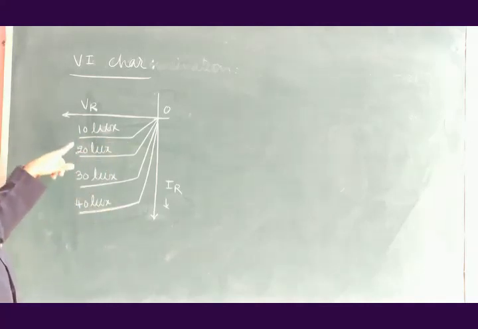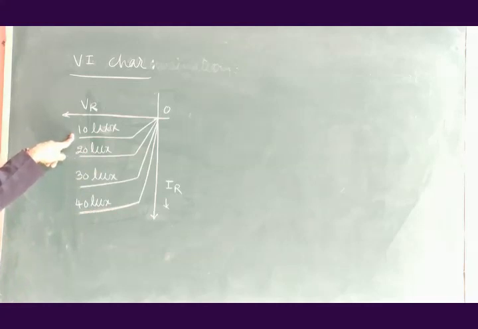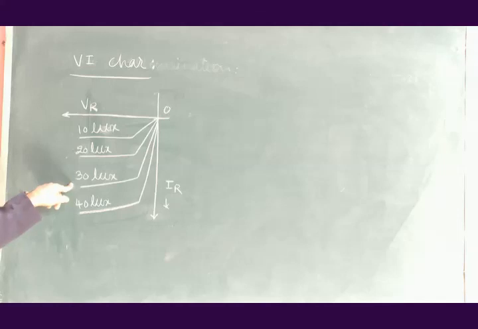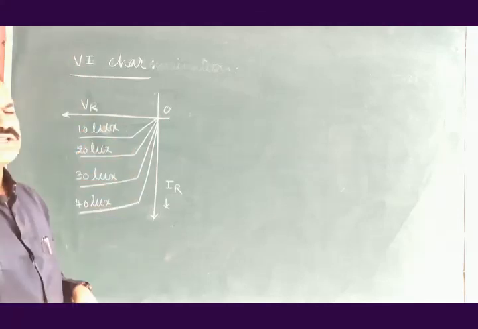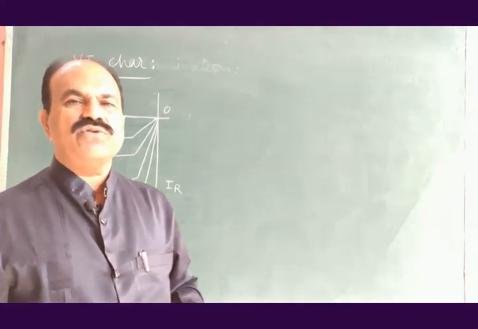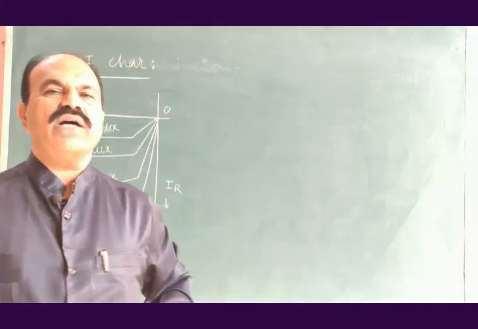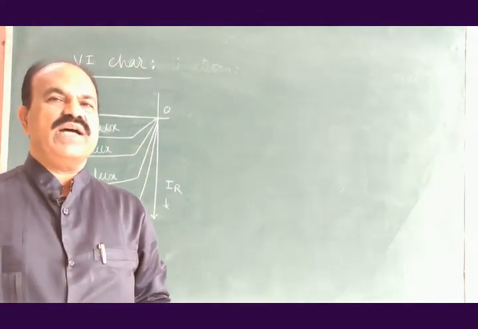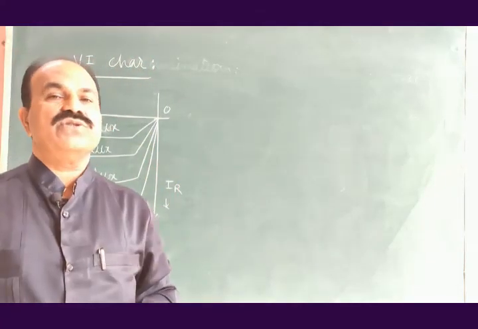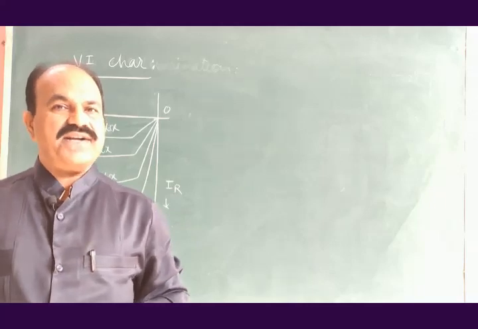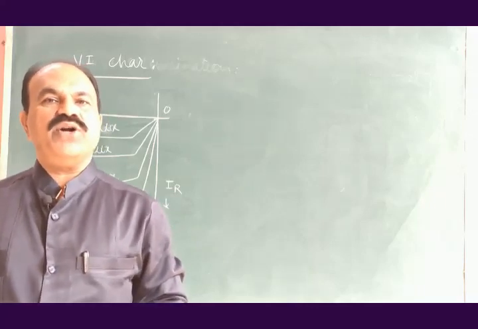The same is repeated for various constant values of intensity of light. This is the curve for 10 lux intensity constant. This is for 20 lux. This is for 30 lux. This is for 40 lux. These characteristics of the photodiode are known as VI characteristics or current voltage characteristics of the photodiode. This is about the photodiode and its VI characteristics. Hope you got it. Thank you.